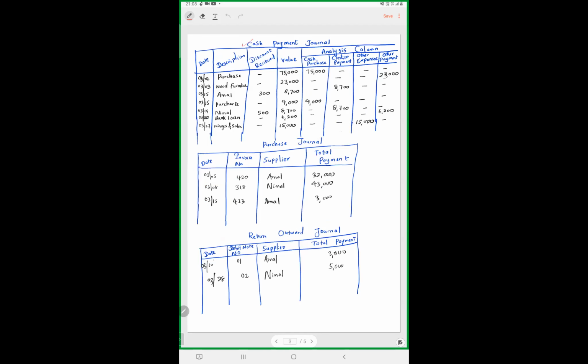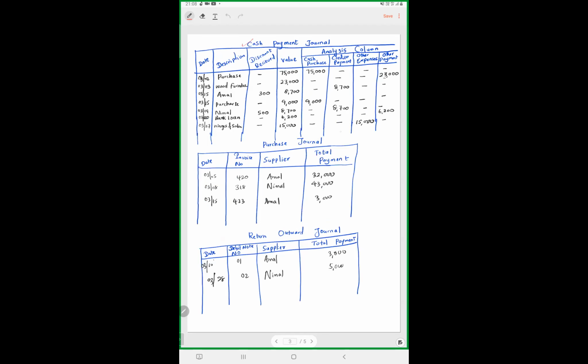And in the same way, on 31st March 2024, we have purchased an item from Kure company. We have purchased a computer. The amount is 90,000. So therefore, computer account debit, Kure company 90,000.